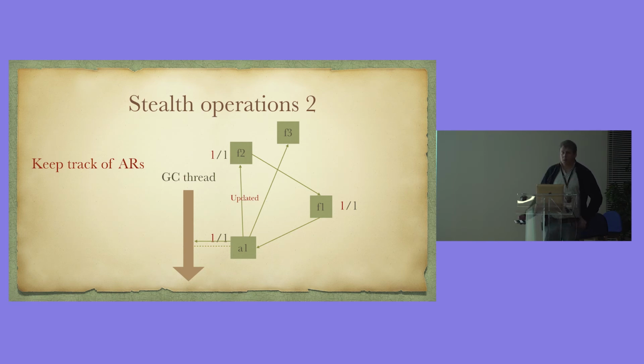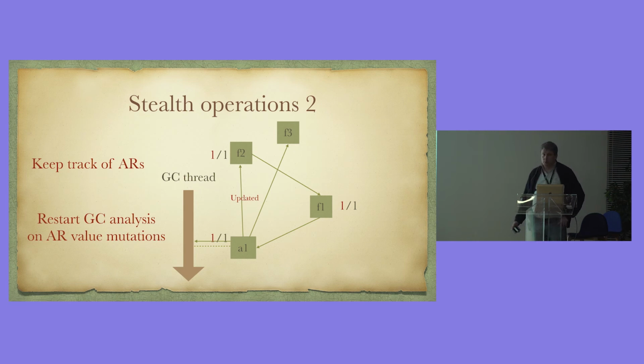As we know all elements of the atomic root set, we know also about updates in the values of the atomic root set. So we can just stop GC analysis and restart it from the very beginning whenever the value stored in an atomic reference changes. So once we can be sure that the graph changed under our hands, we have to restart analysis.